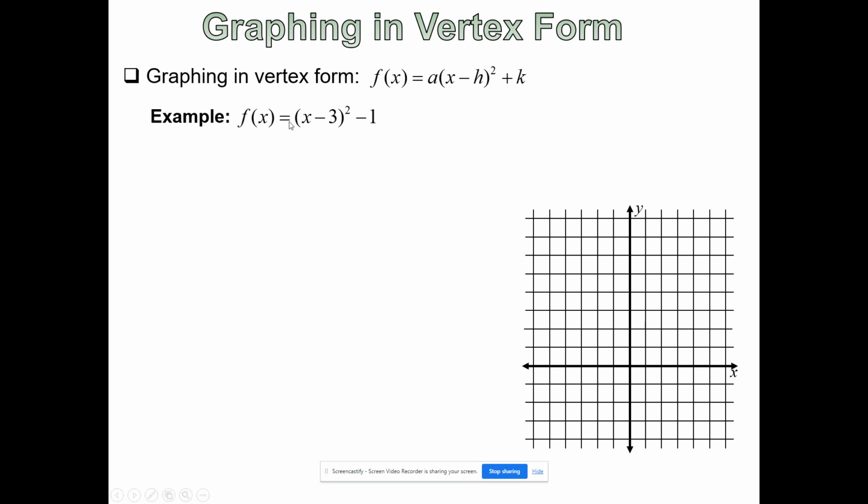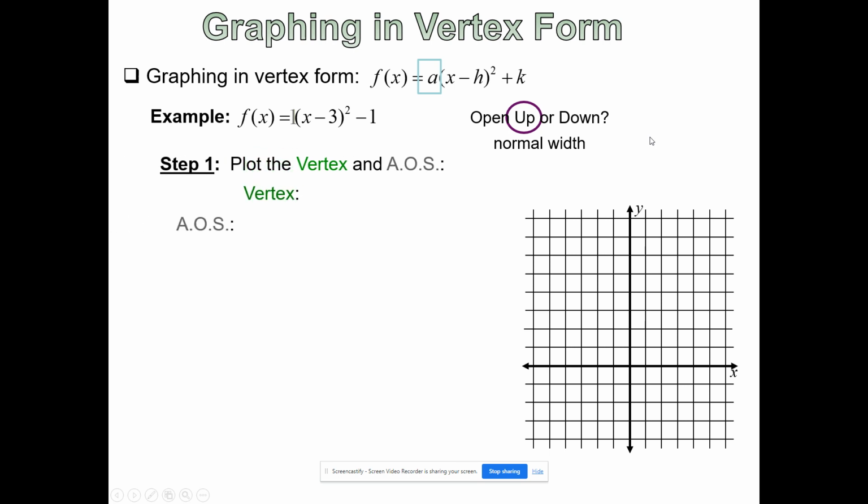Okay, so here we have this function, x minus 3 quantity squared minus 1. Okay, which direction does it open? Well, let's look at the a value. This is the number right in front of the parentheses. There's nothing there. Well, yeah, there is. There's an implied number, a positive 1. Since it's positive, we know that it's going to open up, and it's going to have normal width because the number is 1, just like the parent function. The parent function has a value of 1. So we just say that's normal.